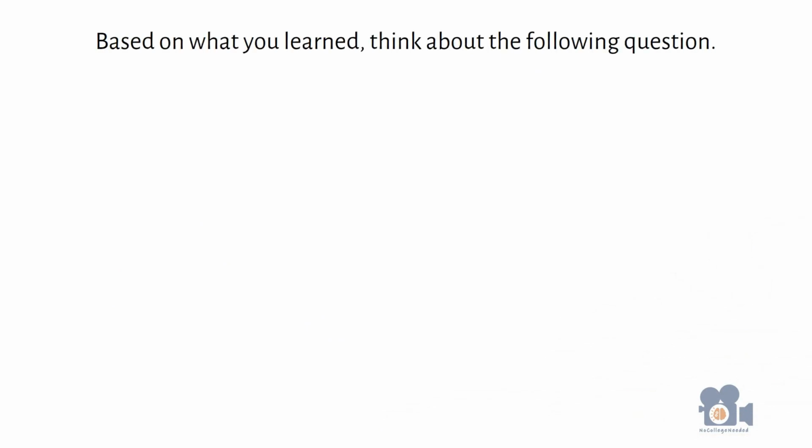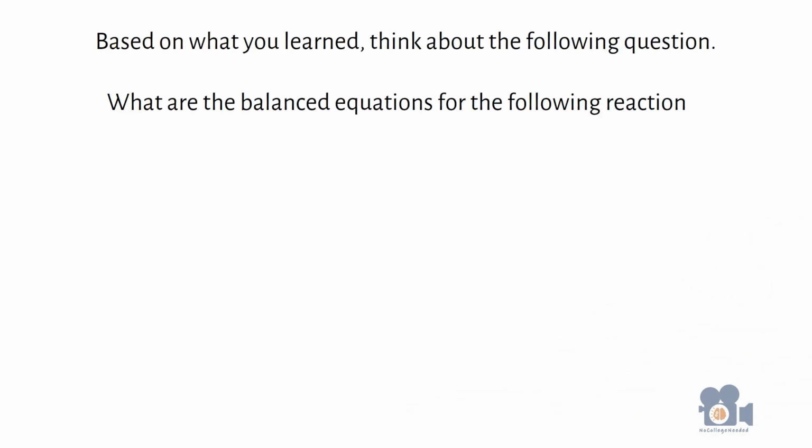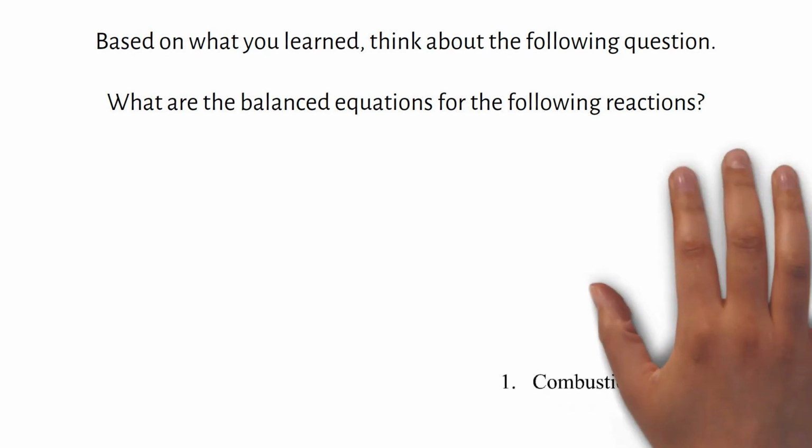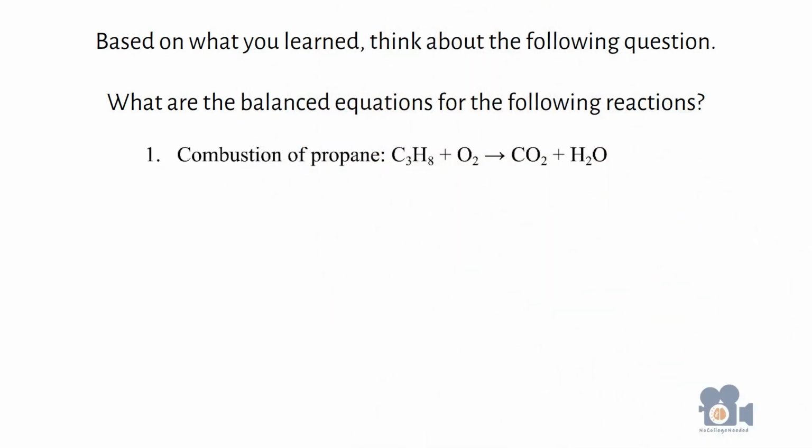Based on what you learned, think about the following question. What are the balanced equations for the following reactions? In the combustion of propane, we have C3H8 plus O2 going to CO2 plus H2O. The formation of rust, Fe plus O2 plus H2O going to Fe2O3 plus H2O.